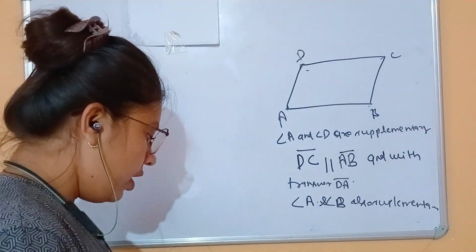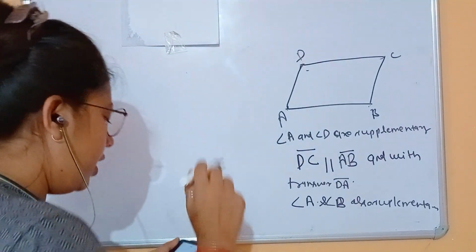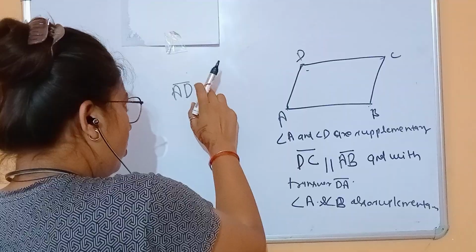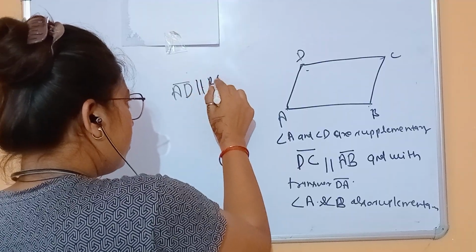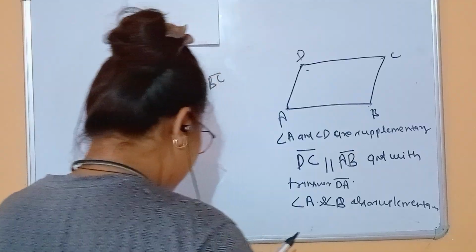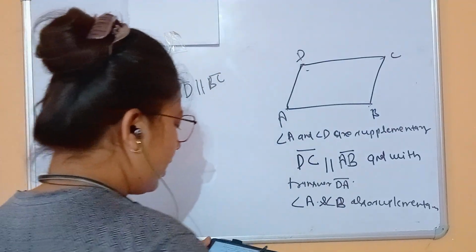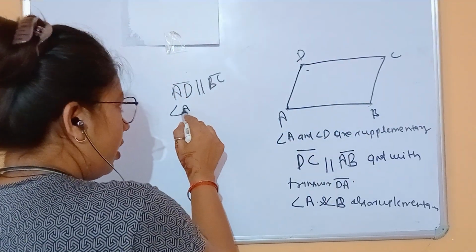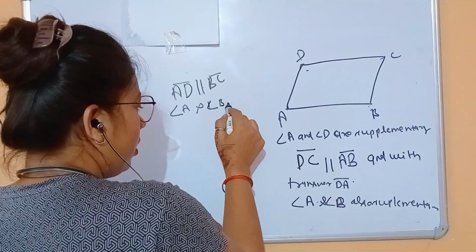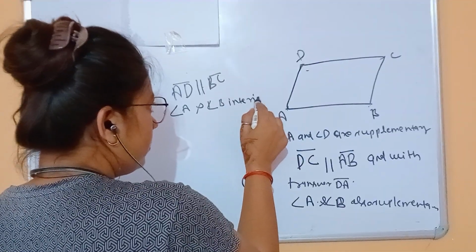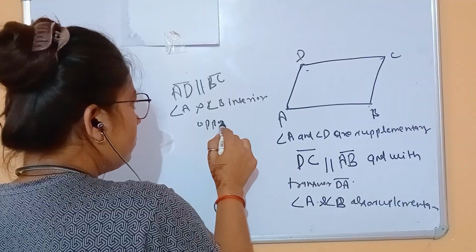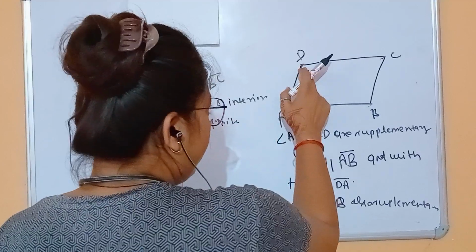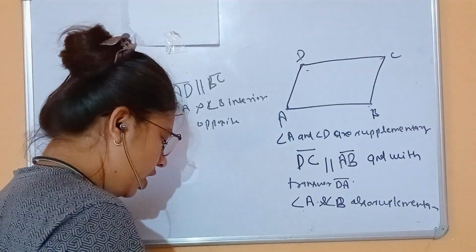So what have we written here? AD is parallel to BC. So here BA is the transversal, making angle A and angle B interior opposite. Angle A and angle D are interior opposite. Angle A and B are also interior opposite.